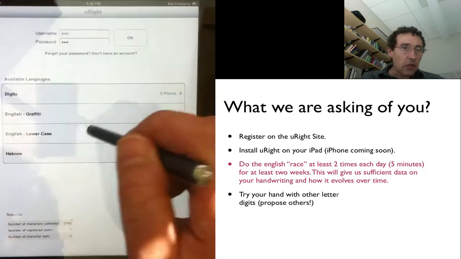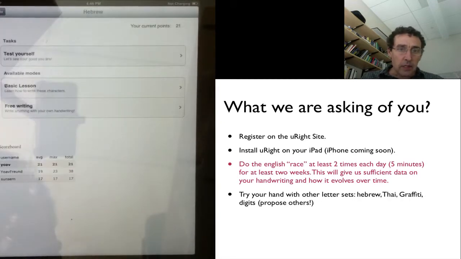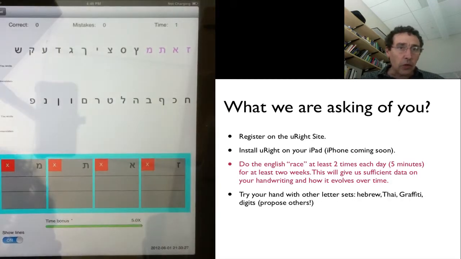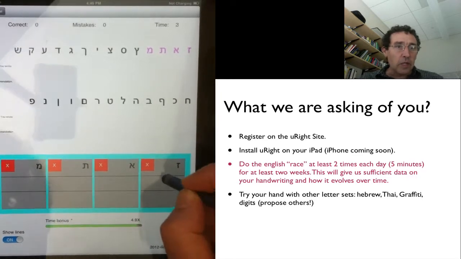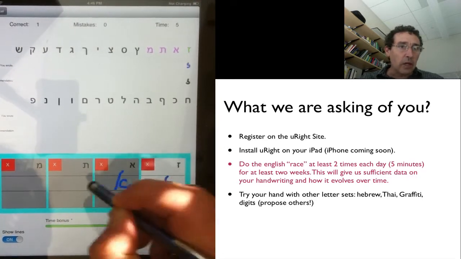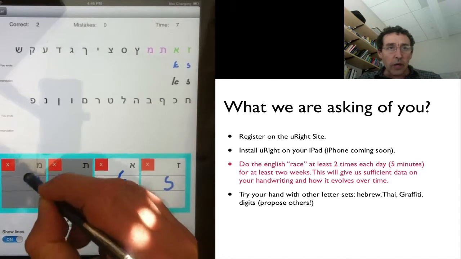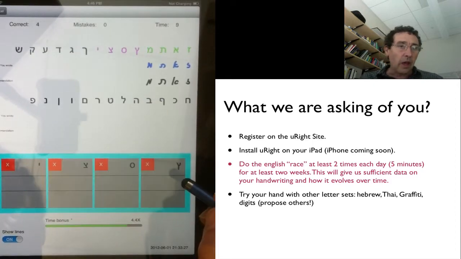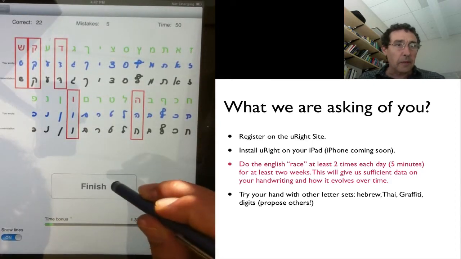The next thing you can do is use other languages. So here I show using Hebrew in very much the same way, although there are modes to learn how to write Hebrew, assuming that you don't know how.